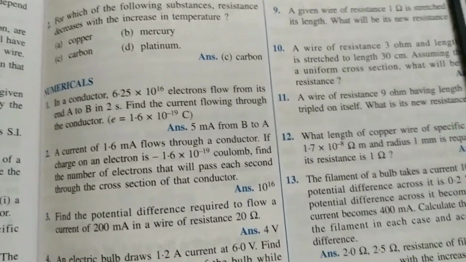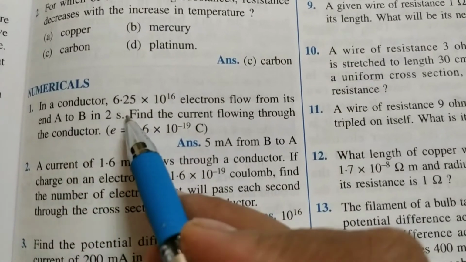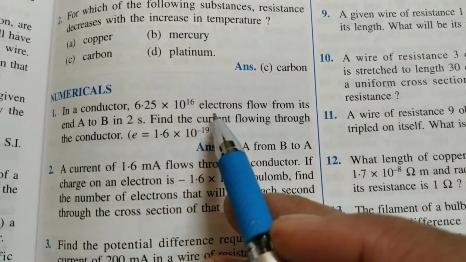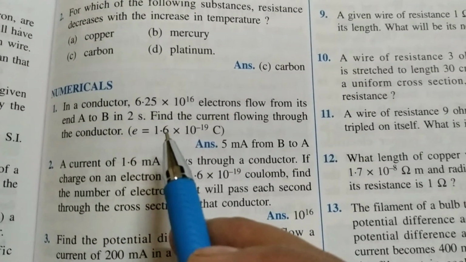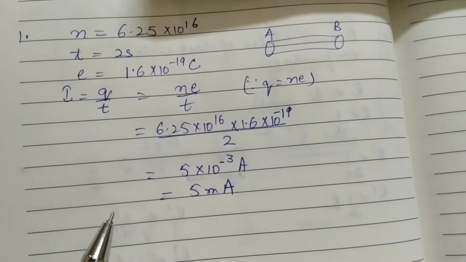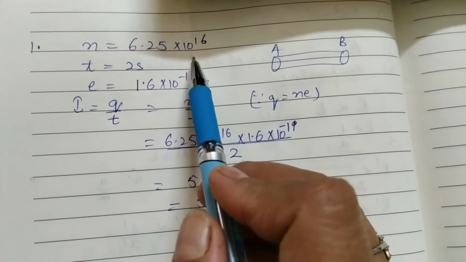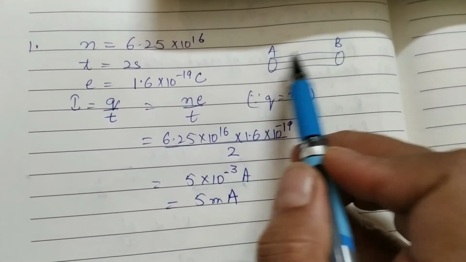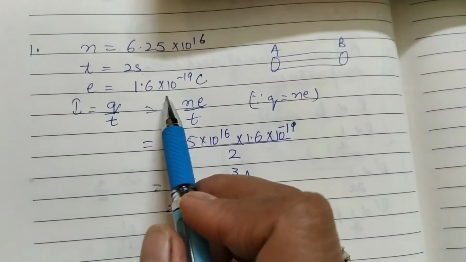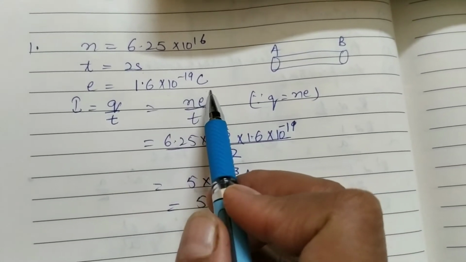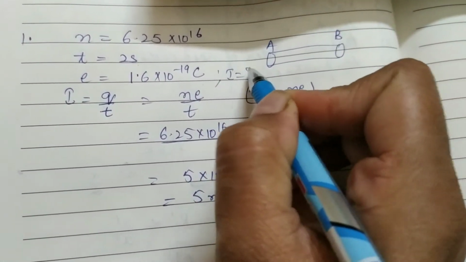Next comes the numericals. In the numerical problems, number 1, first numerical. In a conductor, 6.25 into 10 to the power 16 electrons flow from end A to end B in 2 seconds. Find the current flowing through the conductor. So in this numerical, n's value is given, number of electrons crossing the wire from A to B, time in which they are moving is given, 2 seconds, and the charge on one electron has been given, otherwise it should be learnt by you. And he is asking us what is the current. So problem is to find out current.